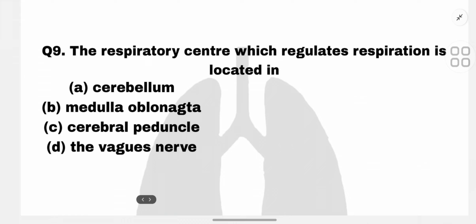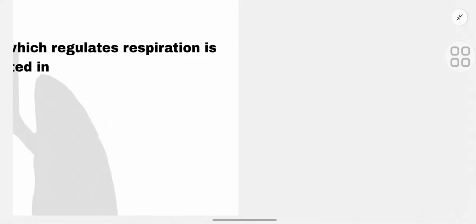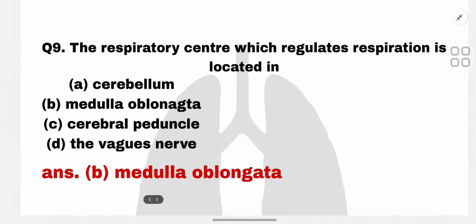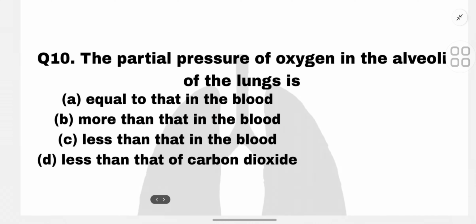Question number 9. The respiratory center which regulates respiration is located in A. cerebellum, B. medulla oblongata, C. cerebral peduncle, D. vagus nerve. So the correct answer is B. medulla oblongata.